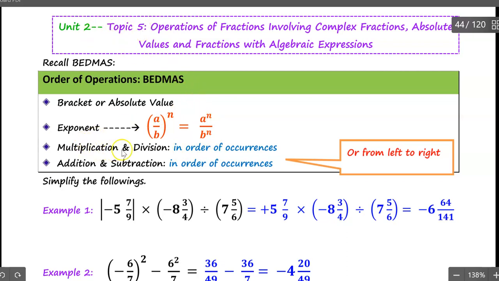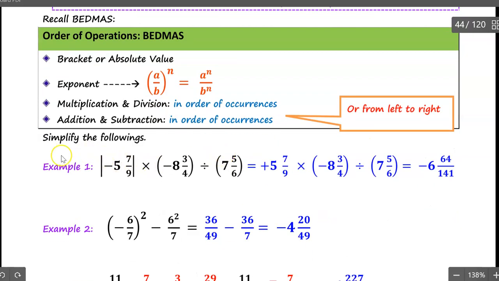And if you have to multiply and divide two or three fractions in one line, consecutively next to each other, you should do it in order of occurrence. Addition and subtraction are also done in order of occurrence, or I usually say from left to right. All right, so let's start with example number 1.